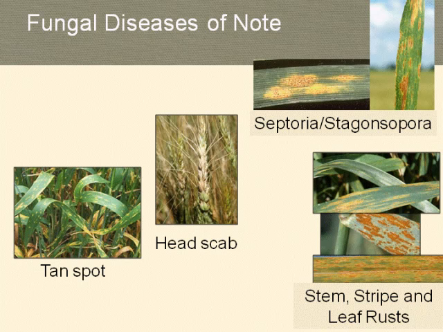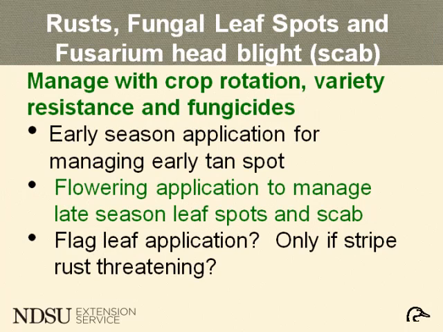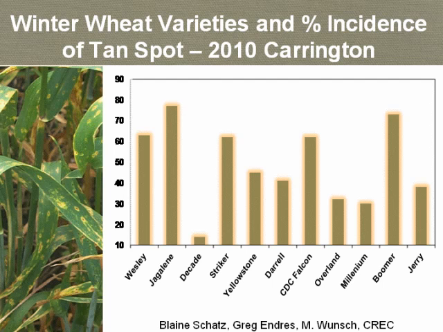So if we move on to fungal leaf spot diseases and head diseases, we know that those are our most common and prevalent diseases most years in winter wheat, and we have quite a few of them. They are managed with a number of strategies: crop rotation, variety resistance, and fungicides. We do have a strategy for early season application of fungicides for managing early tan spot, and later application for managing other leaf spots and scab. And we have a little bit of data on a flagleaf application, but I don't recommend it except if stripe rust would become a problem again. And I'll show some data in a minute.